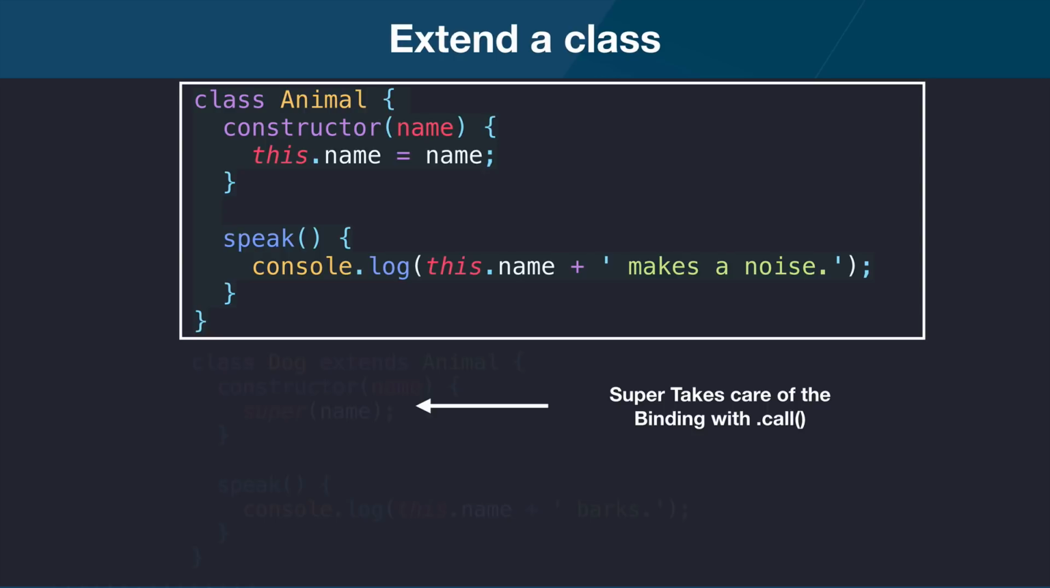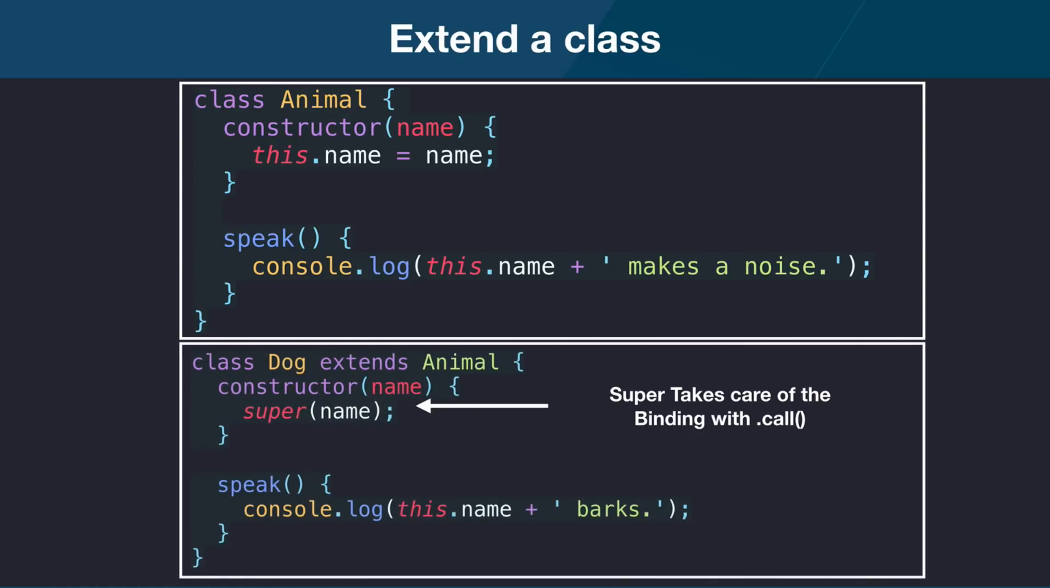So our animal, remember, is going to receive that super, and it's going to be the parent class of our dog. And we could make as many child classes as we want because, of course, there are many, many animals. And dog is a child of animal. Dog extends animal. And if you are extending, the rule of thumb is you have to call super in your constructor function. Otherwise, it won't work. You won't get access to the parent this context.